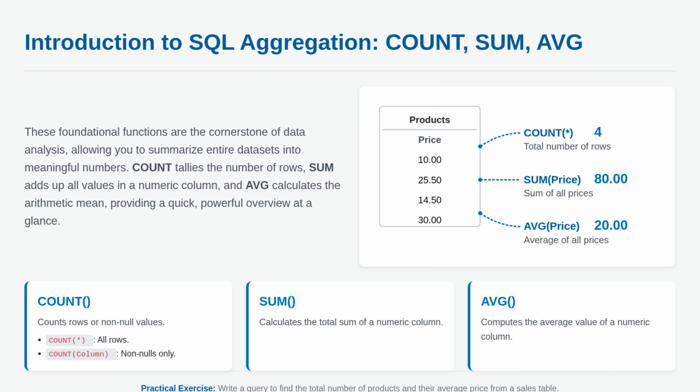Let's start with the most common trio. COUNT simply counts the number of rows. You can use COUNT(*) to count all rows, or COUNT(column name) to count non-null values in a specific column. SUM, as the name implies, adds up all the numeric values in a column. And AVG calculates the average value. These 3 are the bread and butter of data summarization.